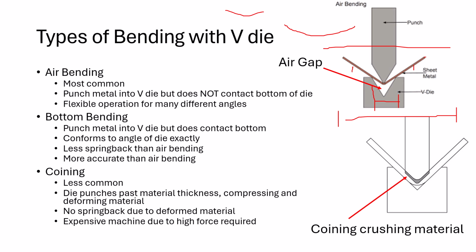It's less common now, though. I think just since we have gotten air bending to be a little bit more precise and accurate. So the way coining works is you're actually going to be deforming the material. The punch is going to punch past the material thickness and really compress that material at that V intersection right there. So what that does is there's no spring back in the material. You've permanently yielded the material here. It does not want to turn back into a flat plate anymore.